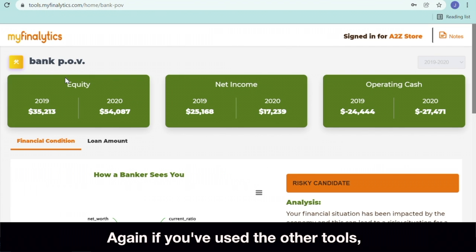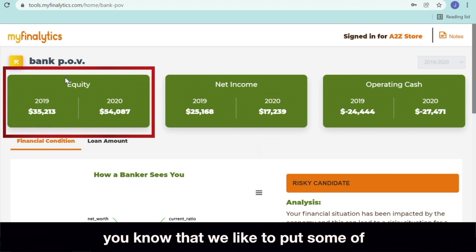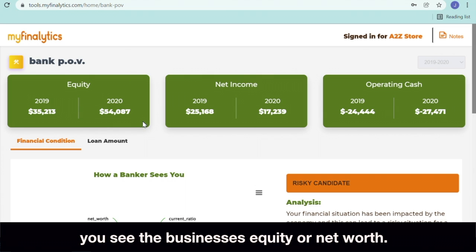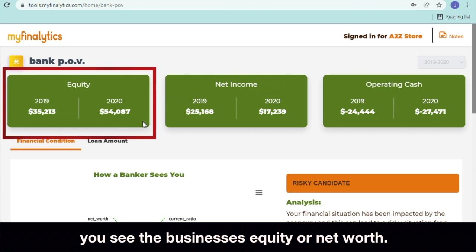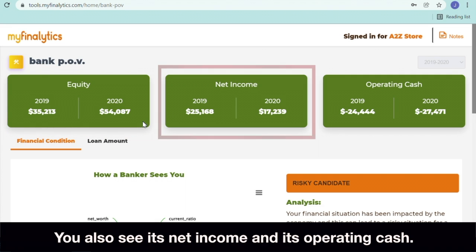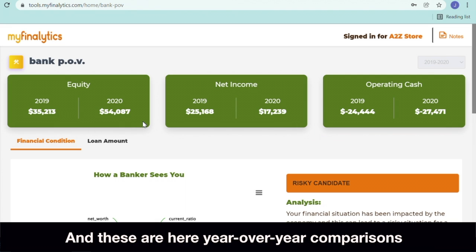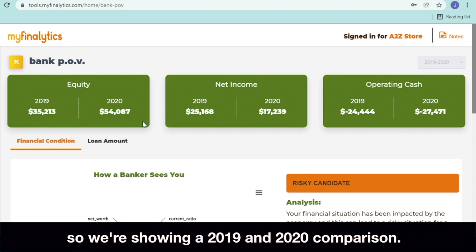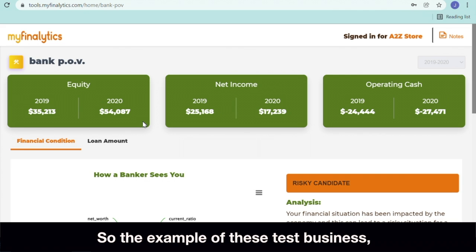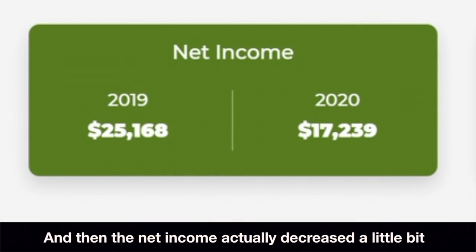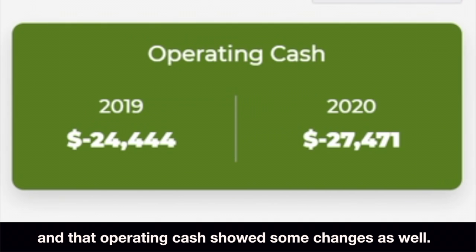Again, if you've used the other tools, you know that we like to put some of the most important numbers right across the top for you. So here with Bank POV, you see the business's equity or its net worth. You also see its net income and its operating cash. And these are year-over-year comparisons. So we're showing a 2019 and 2020 comparison. So in the example of this test business, you see that net worth grew between the 2 years. And then the net income actually decreased a little bit. And the operating cash showed some changes as well.